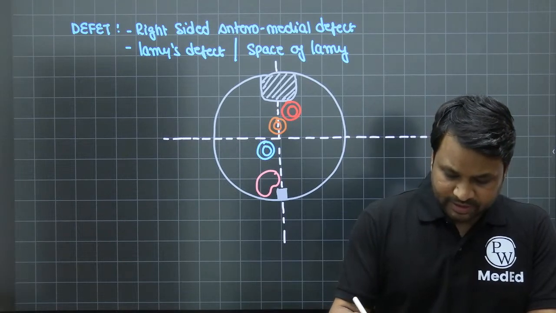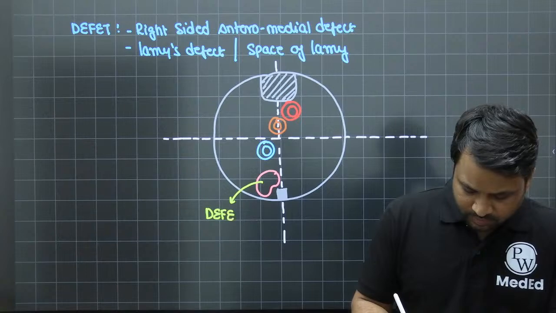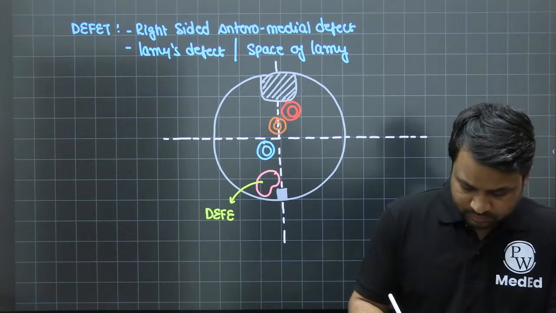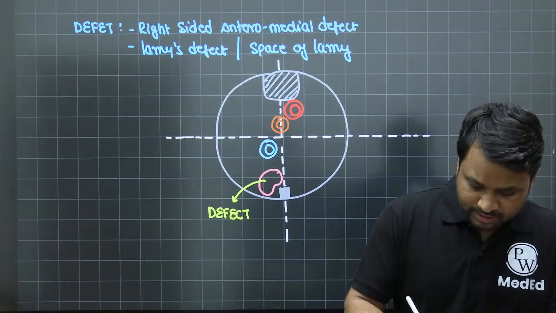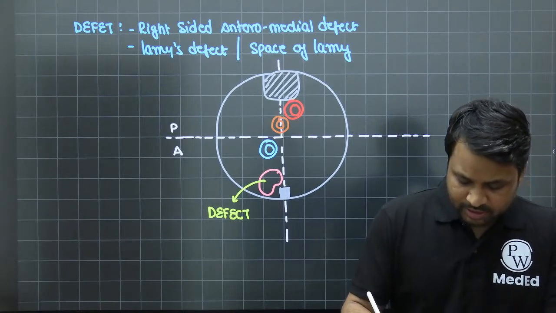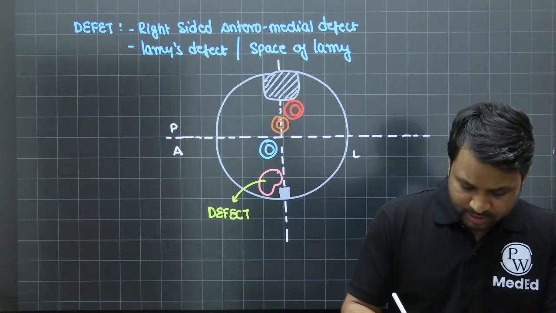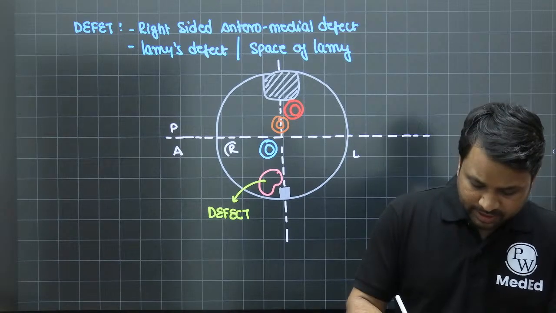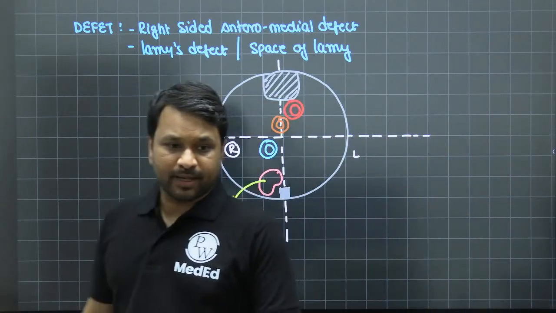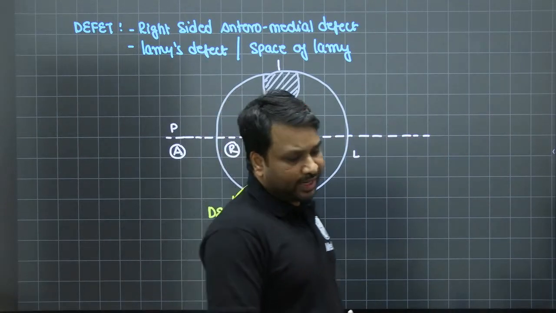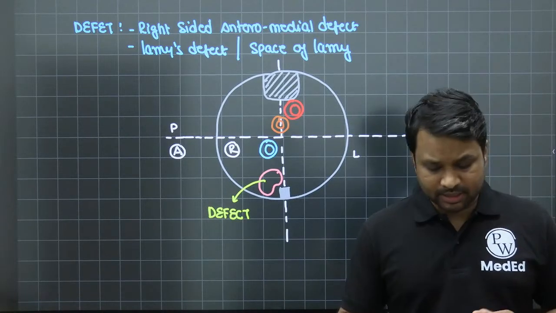Now, if the defect is here, which you can see, this is the anterior side, this is the posterior side. This happens to be the left side and this happens to be the right side, right? So it is a right-sided anteromedial defect, right? So same thing as we can see in this context.